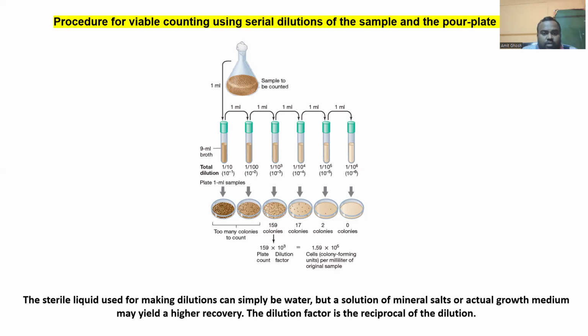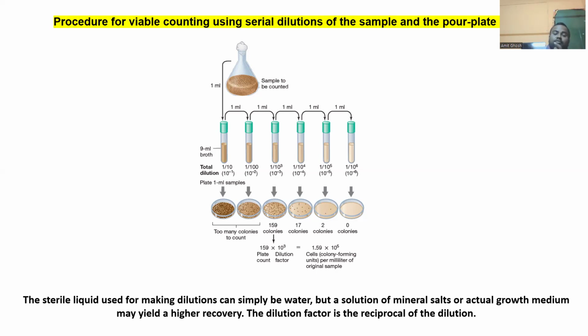The sample to be counted. How? In the middle part, we are using some test tubes, and in the upper panel we can see the culture conicals containing cultures. If you take 1 ml from the culture into 9 ml broth, the dilution will be 1 by 10. So you can say the dilution will be 10 to the power minus 1.